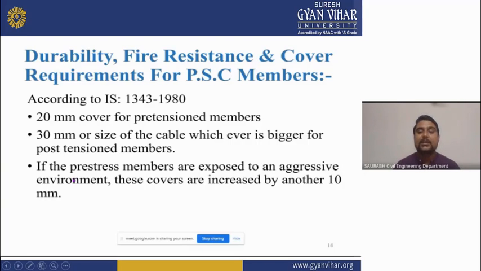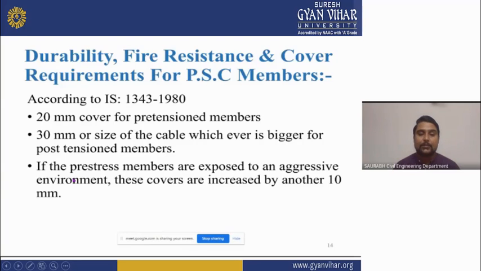Sometimes we use PSC, meaning pre-stressed concrete member, according to IS 1343:1980. These are some requirements which we have to fulfill during the casting of a pre-stressed member, which are very important in view of durability and fire resistance. If you use these methods, your concrete will be more durable and fire resistant.